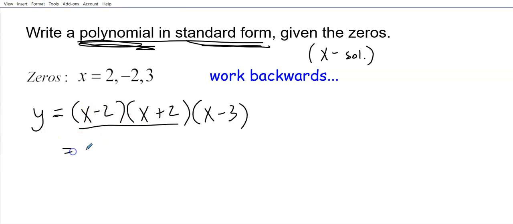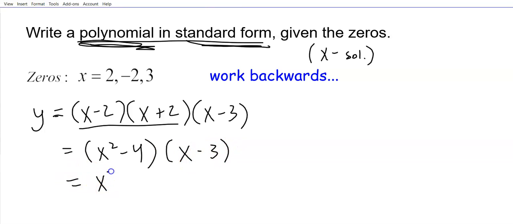Let's do that. So we get x squared minus 4 when you do difference of squares there. And then FOIL that with the x minus 3. And we get x to the third minus 3x squared minus 4x plus 12. So that is one possible polynomial. It's not the only polynomial that has those solutions.